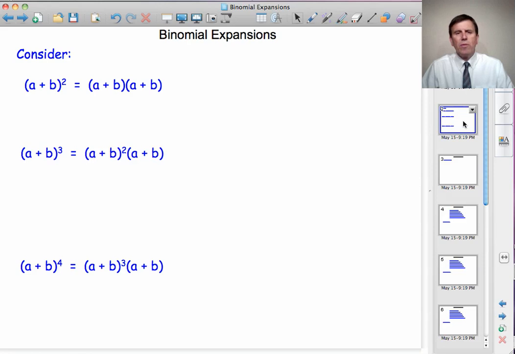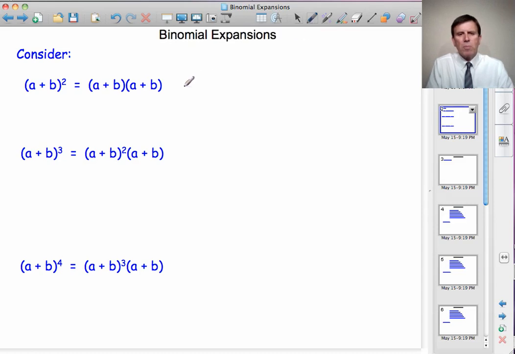To begin, we'll first consider a plus b squared, a plus b cubed and a plus b to the power 4. And I'm going to multiply these out manually so we can see what patterns emerge. To begin then, a plus b squared.